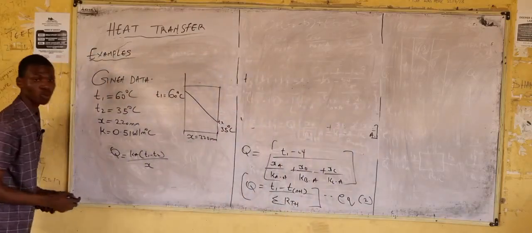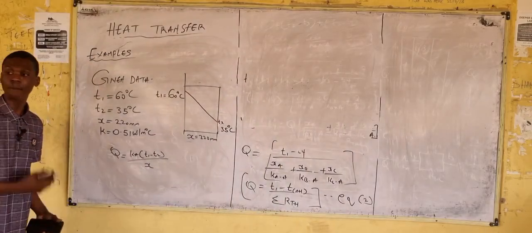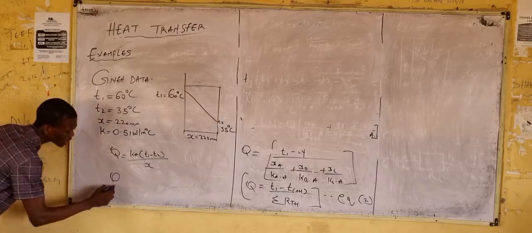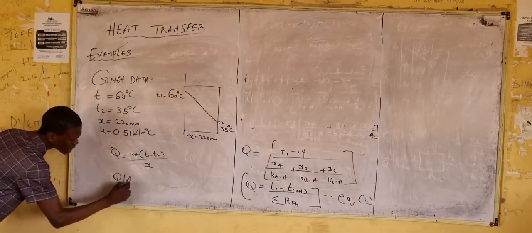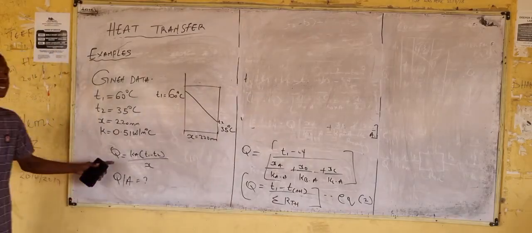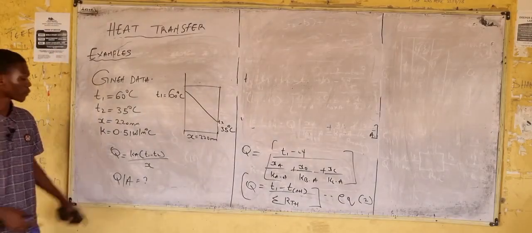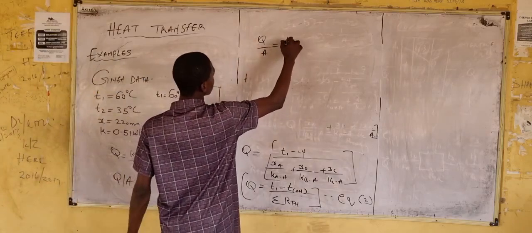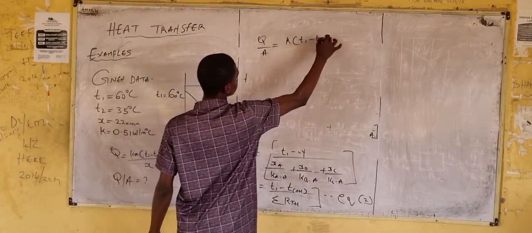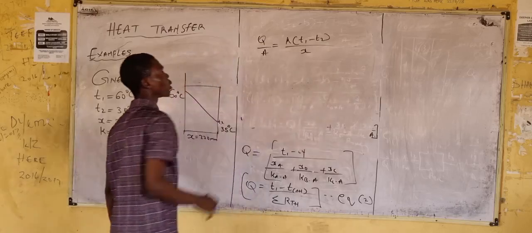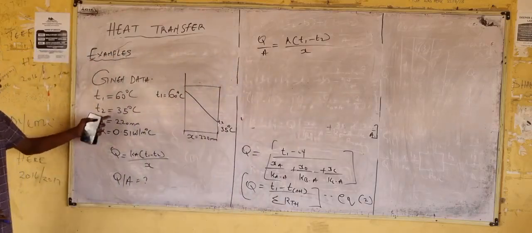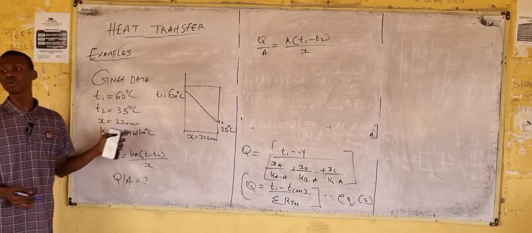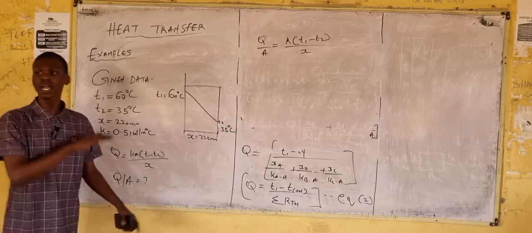But the question says calculate the rate of heat transfer per meter square. Meaning, we are to find Q with respect to A. From here, we want to make Q over A the subject of the formula. Then it means we have Q over A equals K open bracket T1 minus T2 divided by X. What are the given parameters? We are given T1 to be 60 degrees Celsius, T2 to be 35 degrees Celsius. But we are given X in mm, so we convert from mm to meter by dividing by 1000.